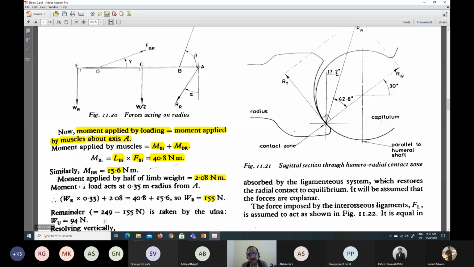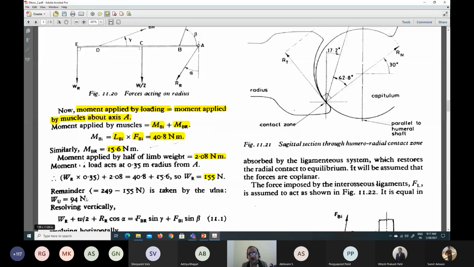Earlier we had calculated, it was given that it is about 249. So 249 minus the 155, that is 94, should be carried by the ulna. Total weight was given as 249. The remaining part, that is 94 Newton, is now carried by the ulna. We are trying to separate the problem, the contribution of the radius bone and the contribution of the ulnar bone in the mechanics of the elbow joint system.